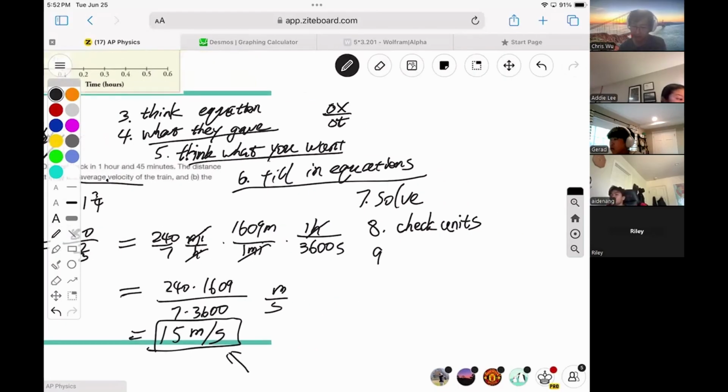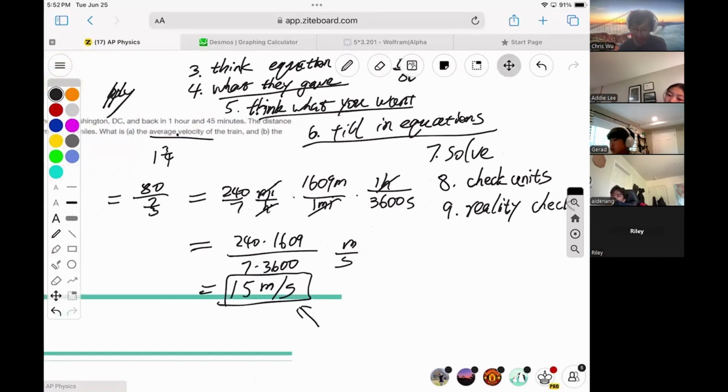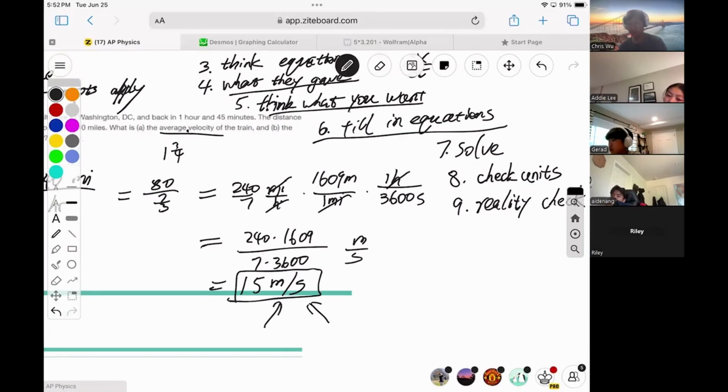And then the last thing, number 9, a reality check. So for me, a train is moving every second 15 meters. 15 meters is about the length of your house, I think. Every second the train moves forward by the length of a house. I think that's very reasonable.